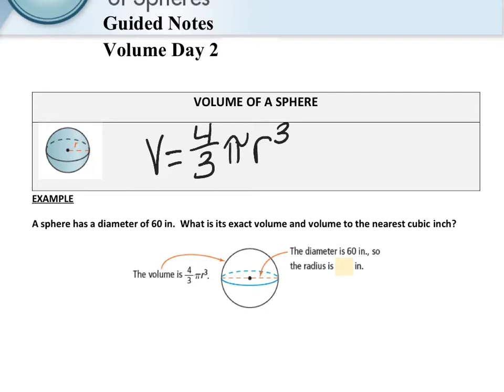So it looks kind of similar to the area formula for a circle, pi r squared, but we have a 4/3 out in front and it's cubed because it's volume. So 4/3 pi r cubed is the volume of a sphere.